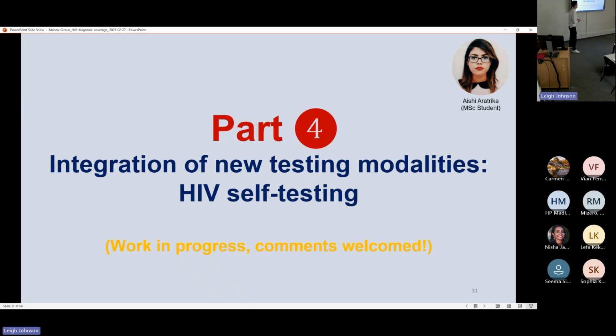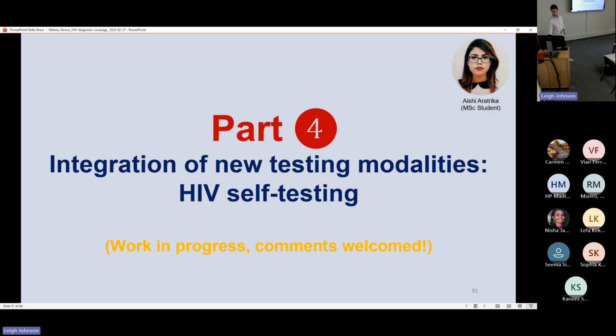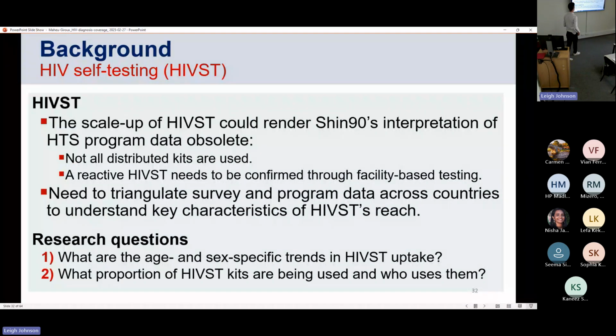Last part of the presentation is the integration of another testing modality into Shiny 9D Spectrum to estimate diagnosis coverage, and it's that of HIV self-testing. HIV self-testing, again, this is work in progress led by Aishi Arajuka, a master's student at McGill, and the main challenge we have with HIV self-testing is that the scale-up of this new testing modality could render the interpretation of the Shiny 9D mathematical model of the program data obsolete, because not all distributed tests will be used.